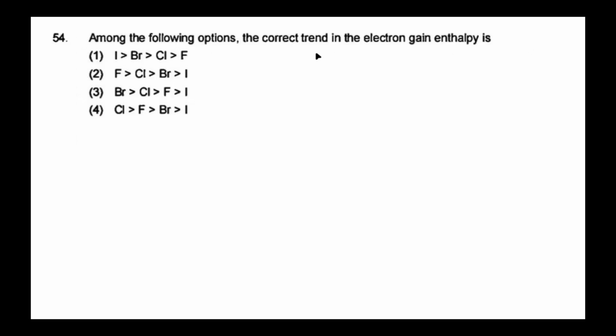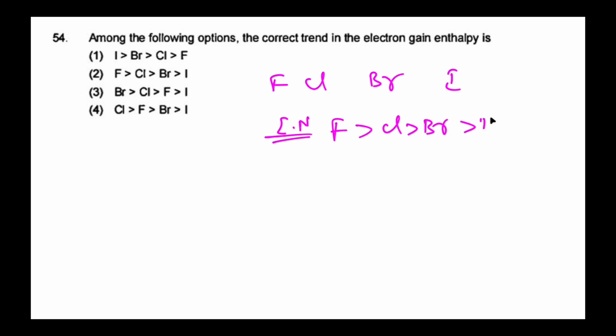So the next question is the correct trend in the electron gain enthalpy. This is a very basic question, a frequently asked question. We know very well in halogens, fluorine, chlorine, bromine, iodine, the electronegativity order is fluorine, chlorine, bromine and iodine, but electron gain enthalpy, that is electron affinity.